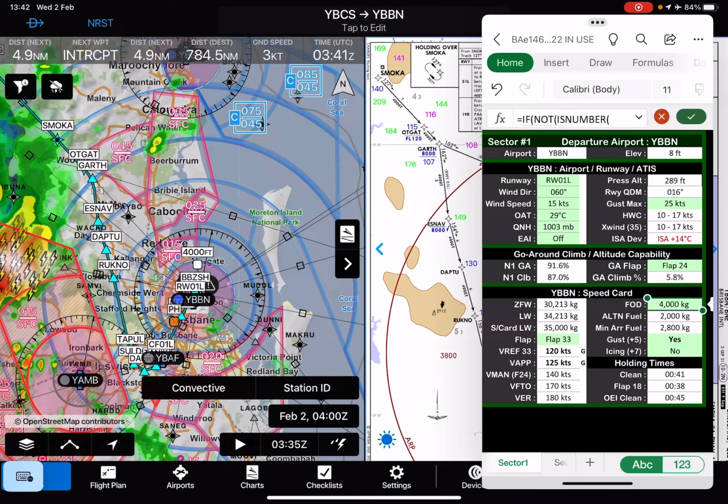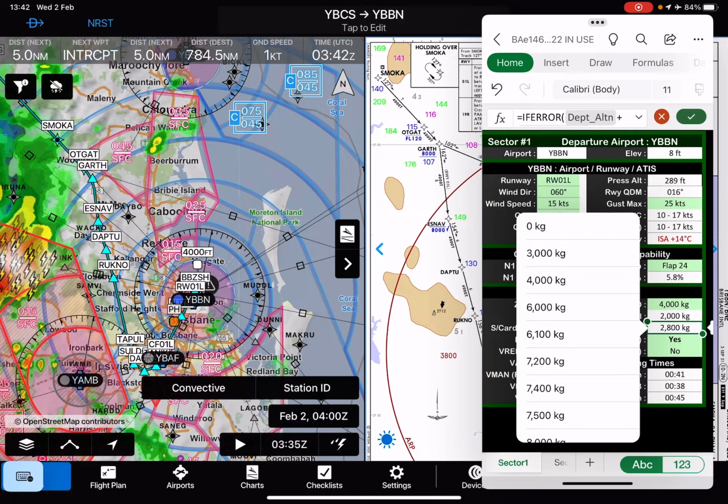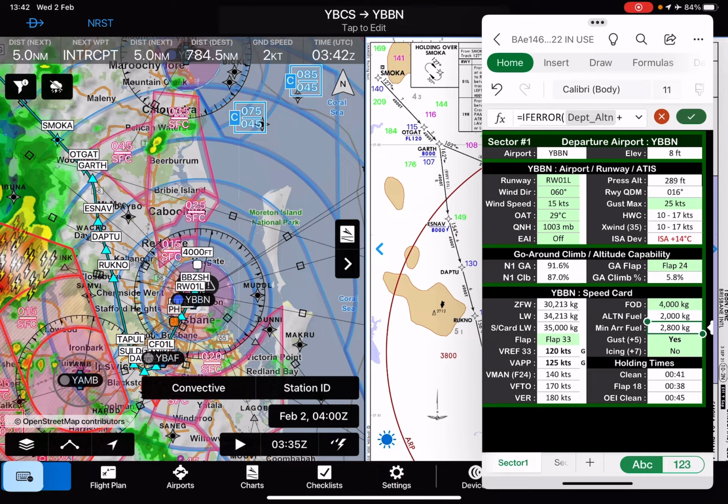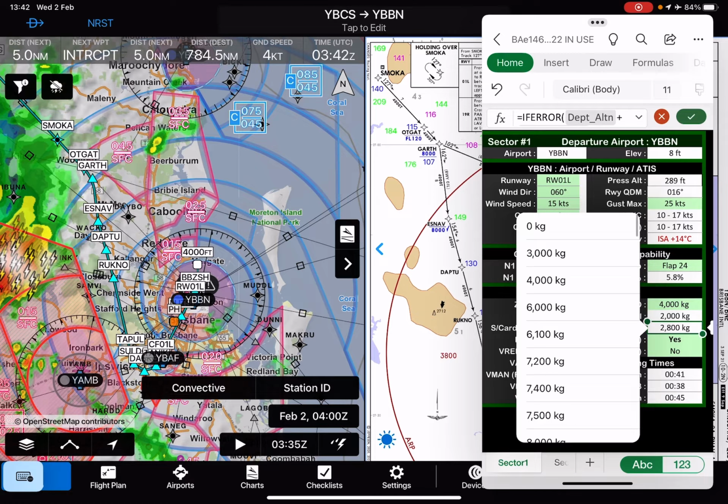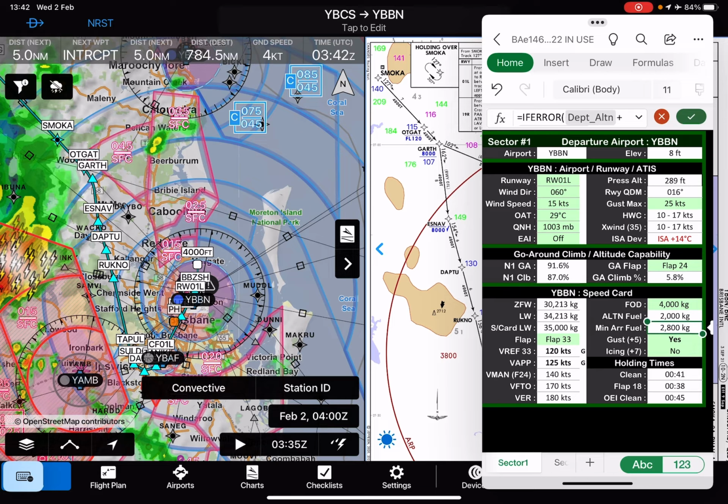Meanwhile, based on 4 tonnes and our alternate fuel of 2 tonnes, and our minimum arrival fuel of 2.8, again, they're pre-calculated, but if you don't like those numbers, you can write in there what you want. So for example, if we're allowing 2.8 tonnes, that's 2 tonnes of alternate fuel plus 800 kilos of fixed reserve. If you think that's not enough to fly your alternate, and it probably isn't, you can bump that up to a higher number. But based on arriving with 4 and needing 2.8 to go somewhere, I've got 41 minutes of fuel to hold clean, or 38 flap 18, or weirdly enough 45 with one engine shut down. So if you're running out of fuel, the secret is to shut an engine down.